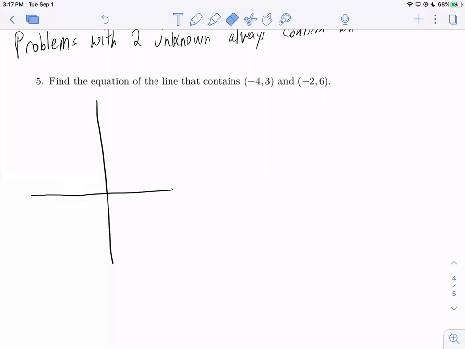So -4, 3 will be somewhere up here. So this will be -4, 3. And -2, 6 is going to be up here. Where I should be careful, this is my x-axis and this is my y-axis. Any questions on plotting the points? Okay.